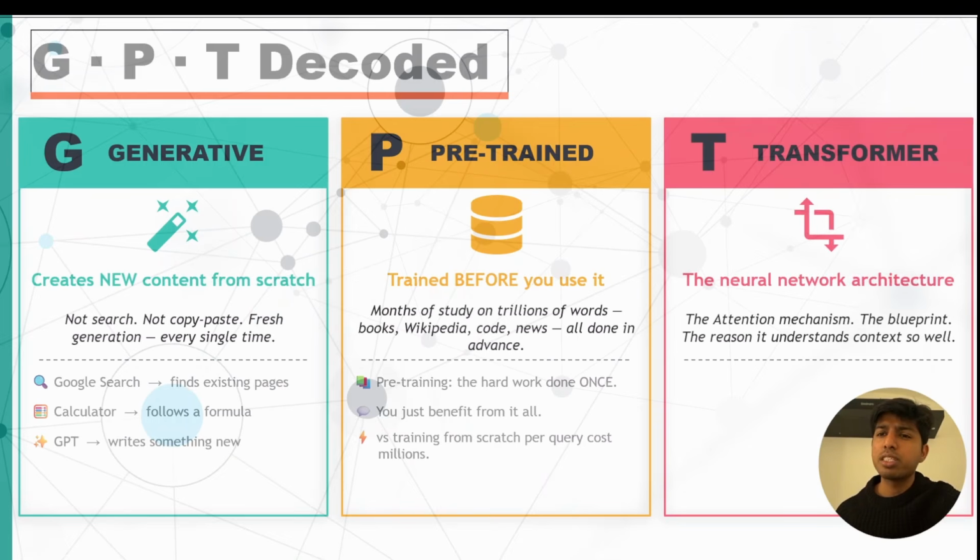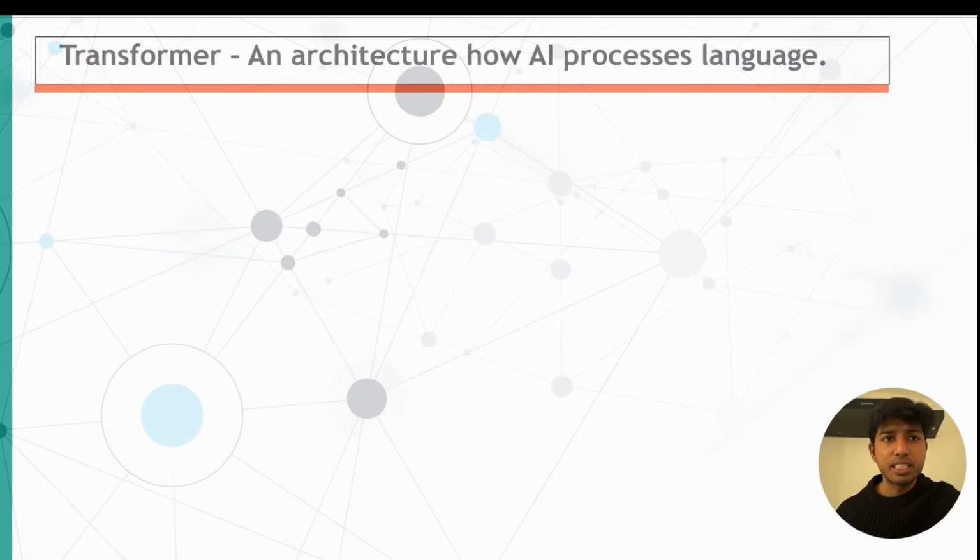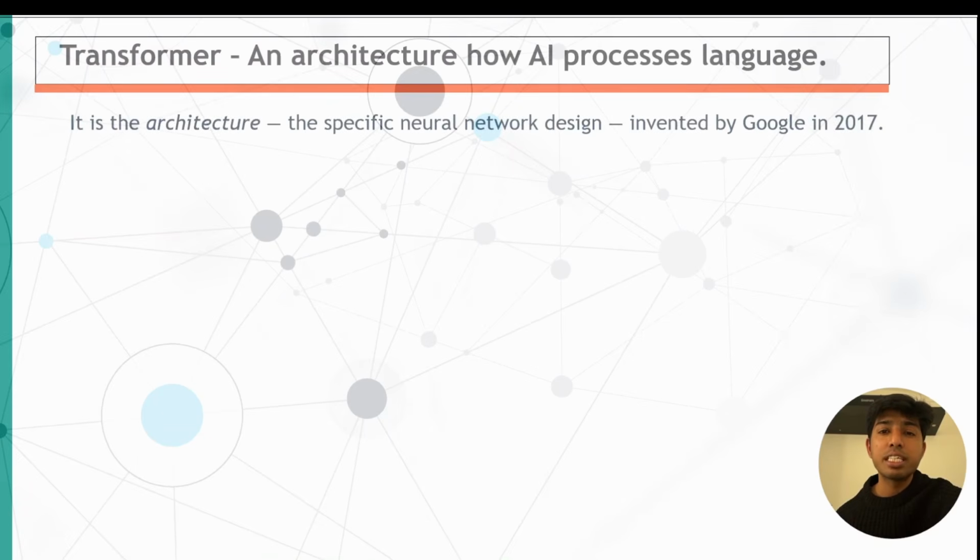Now, transformer. What is a transformer? It's a special design, a special architecture. It's a blueprint that lets it understand context so well. So let's see that in a bit: what exactly transformers are and why they are important. A transformer is a specific design or architecture for how an AI processes language. It was invented by Google in the year 2017. A team of researchers from Google published a paper titled "Attention Is All You Need." And this changed the concept of AI forever.